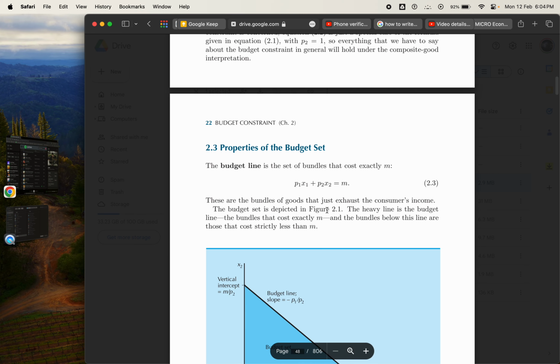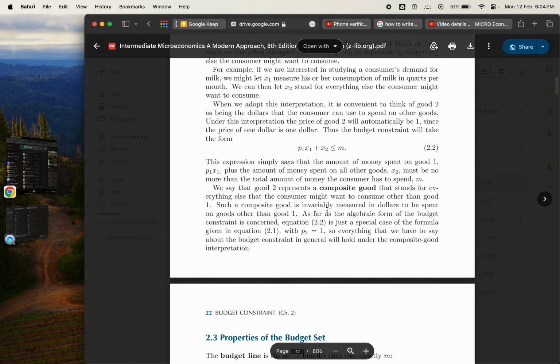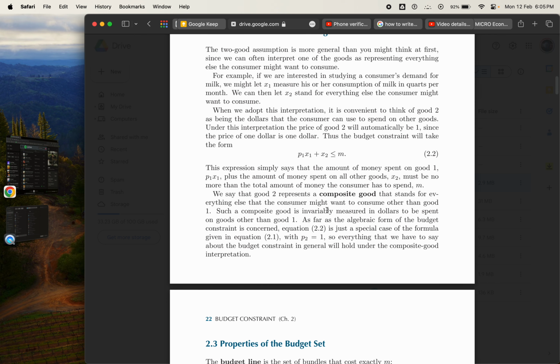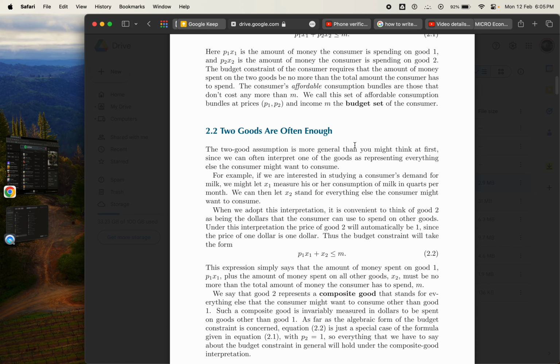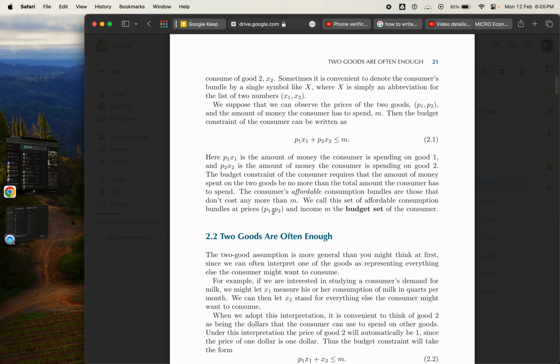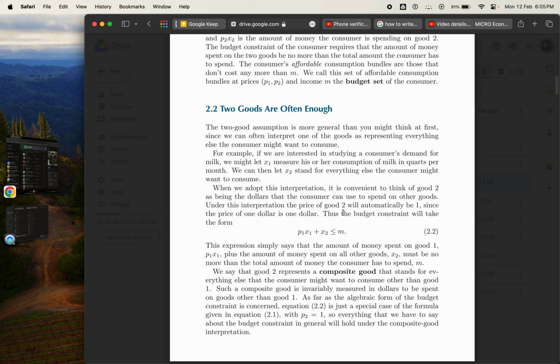Properties of the budget set. So we learned a few things. We learned what a budget constraint is. We learned what a consumption bundle is. We learned what a budget set is. A budget set is a combination of bundles of prices P1 and P2 and income M. Okay. Composite good, we know what a composite good is now.